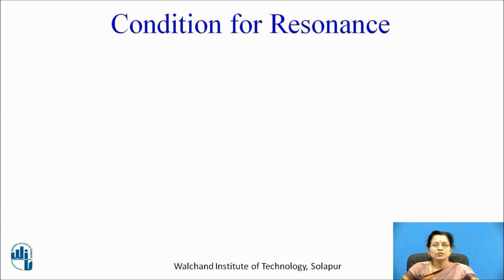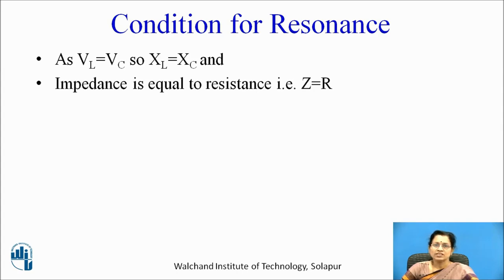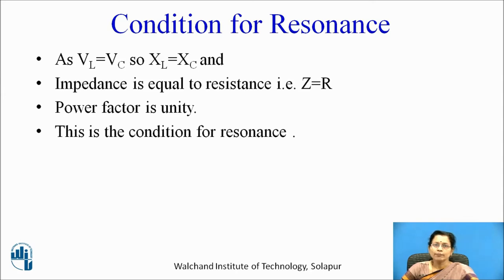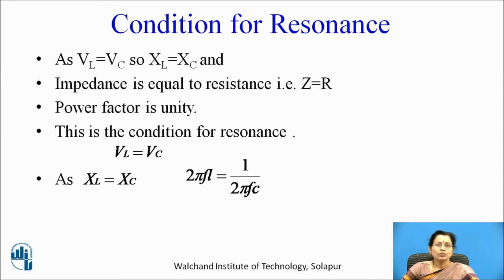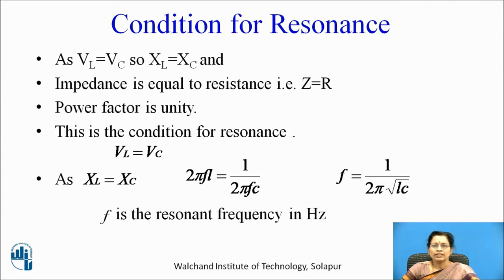So the conditions for resonance, we can summarize as VL equal to VC, so XL equal to XC, and impedance is equal to resistance, that is Z equal to R. Power factor is unity. As VL equal to VC, we can write XL equal to XC. Inductive reactance XL is given by 2 pi FL and capacitive reactance is given by 1 by 2 pi FC. So we can equate them, and from that equation we can write the frequency equal to 1 by 2 pi root LC. This frequency is called the resonant frequency.